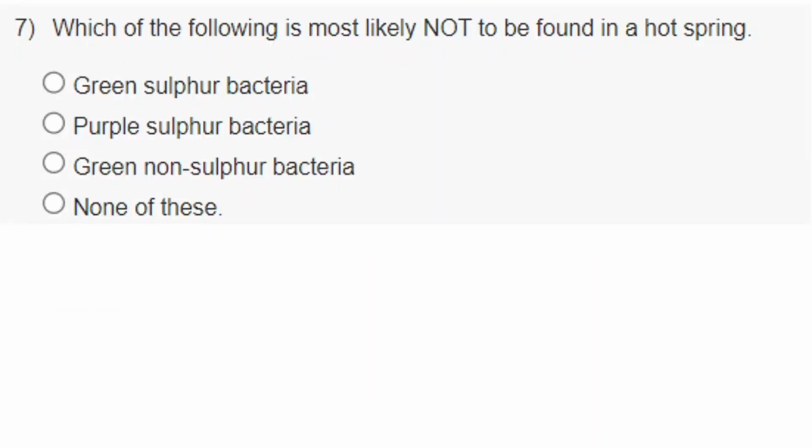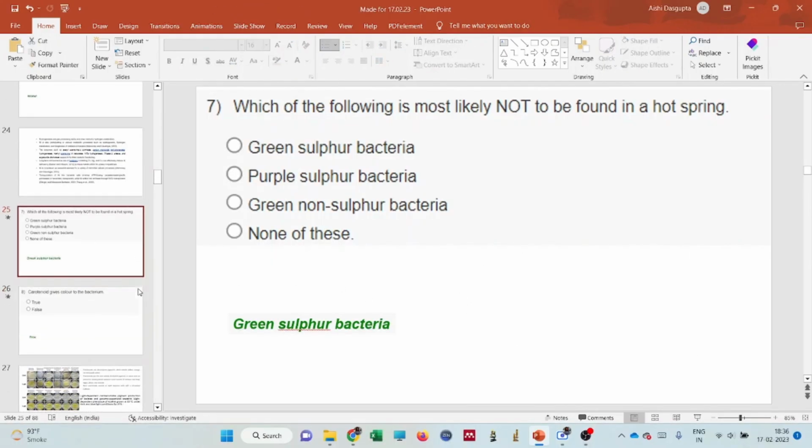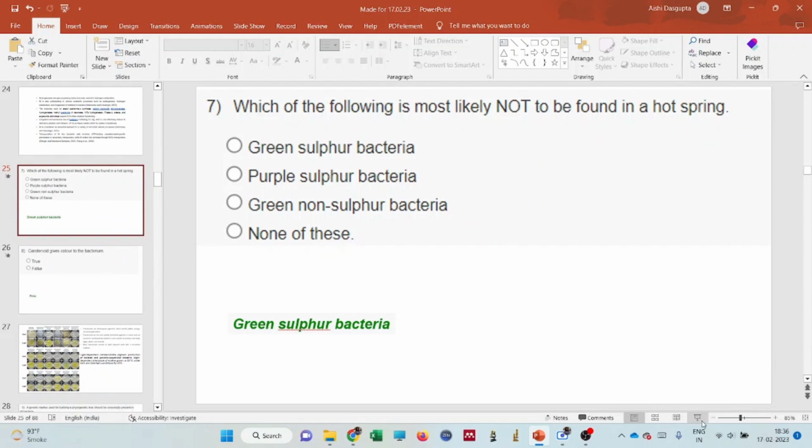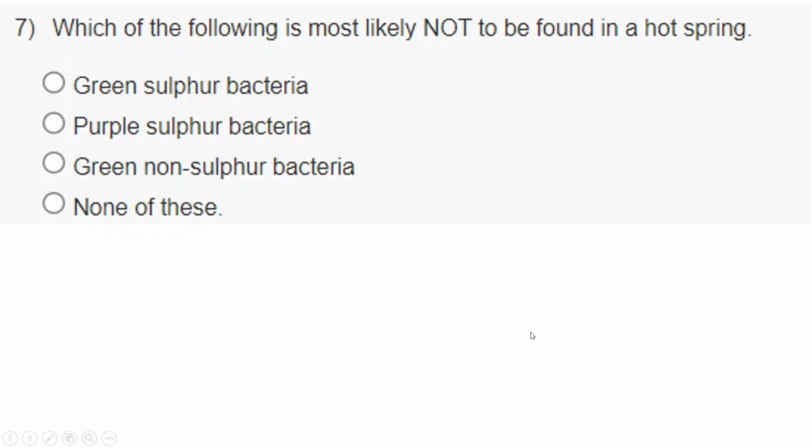Which of the following is most likely not to be found in a hot spring? Anybody would like to answer? This is a very confusing question. If anybody wants to answer, they can. Anybody? Green non-sulfur bacteria. Even I thought that at first, but this question is very confusing. Honestly, I am yet to learn more about this.